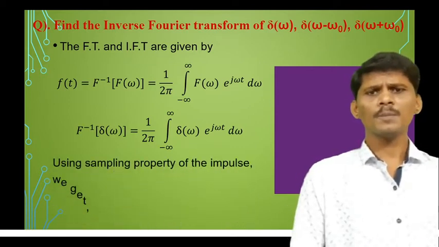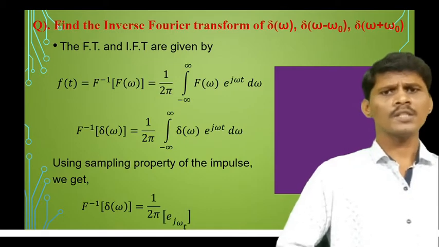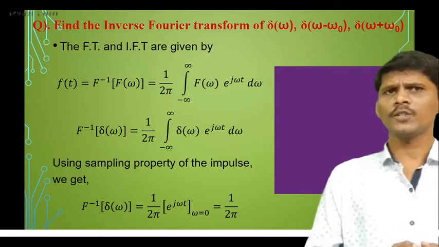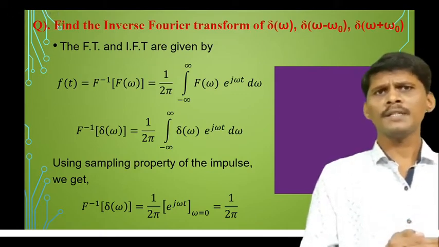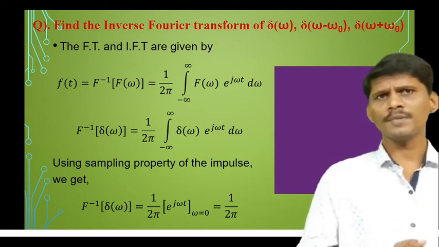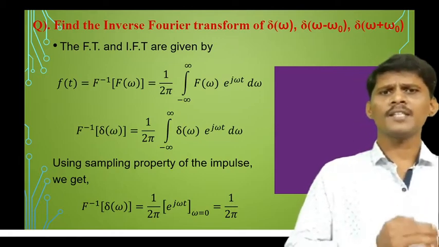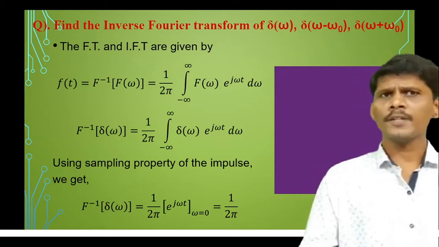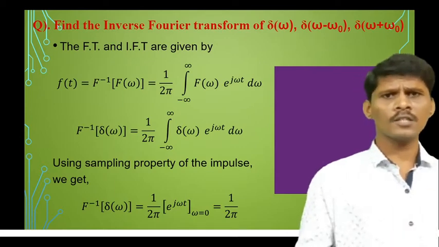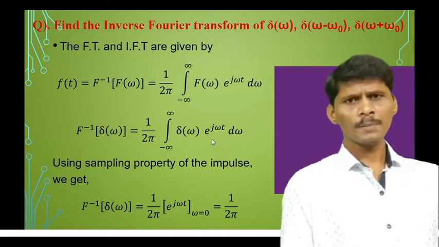Using the sampling property or shifting property of the delta function. So what is the sampling property of the delta function? The integral from minus infinity to infinity of f(t) δ(t) dt is equal to f(t) at t equal to 0. Similarly, in the frequency domain, the integral from minus infinity to infinity of F(ω) δ(ω) dω is equal to F(ω) at ω equal to 0. Now here F(ω) is e^{jωt}.